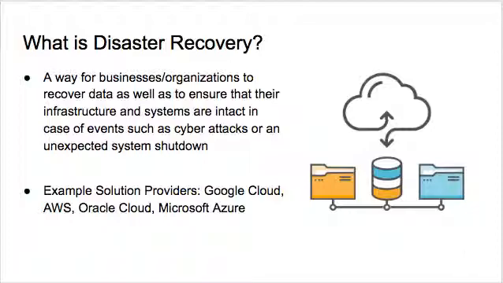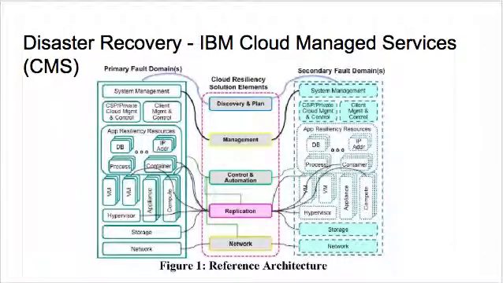In contrast, an effective disaster recovery is the continuous replication of business data to a separate location where it can be protected from an attack and from where it can be restored quickly to maintain business continuity. This is a disaster recovery solution provided by IBM Cloud Management Service, known as CMS.